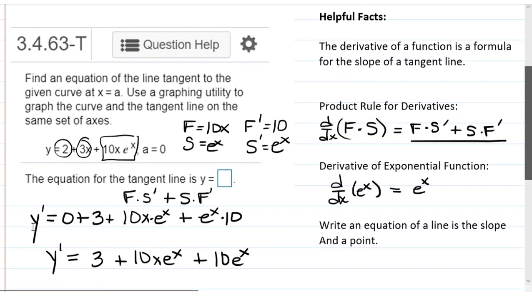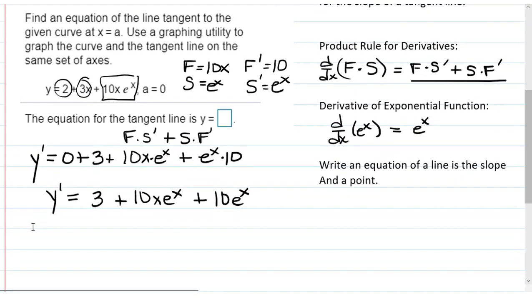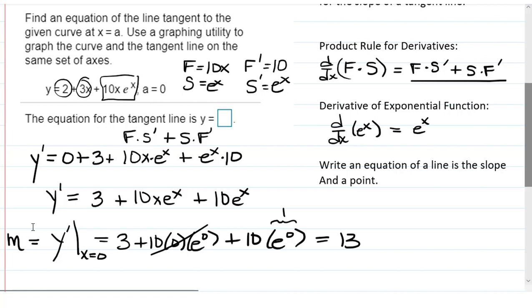So this is a formula for the slope of the tangent line at any point on the graph of the function y, but we want the derivative evaluated at the point where x is 0. We want the slope at 0. This is going to be our m in our equation of our tangent line. Plugging in 0, we have 3 plus 10 times 0 times e to the 0 plus 10 times e to the 0. Well, this term is just 0, and 10 times 1 is 10. So 3 plus 10 is 13. So our slope is 13.